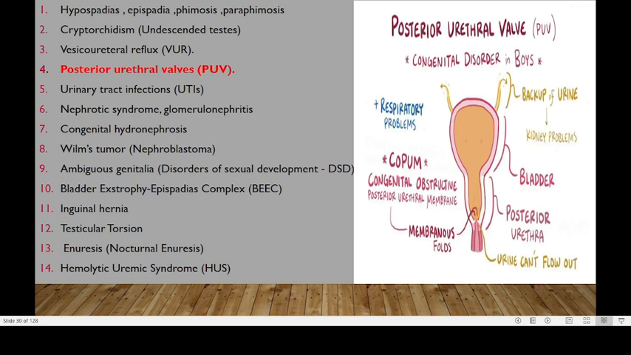Ladies and gents, that is all about the vesicoureteral reflux disease. You could pause the video and attempt the free quiz on the vesicoureteral reflux disease just to test your understanding of this session.